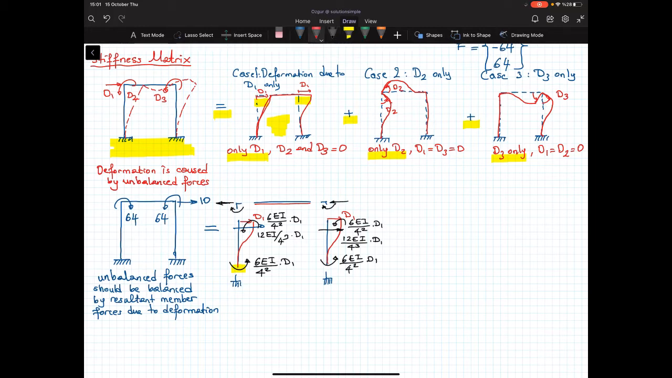But I need some additional forces here, right? In order to create this deformed shape, I have to apply K11 so that it will create a displacement that's equal to D1. So I have to have K12 here to keep the rotation equal to 0, and K13 here to keep the rotation equal to 0. Now, I have to write the nodal equilibrium equations. In order to do that, let me transfer this axial force to this node.